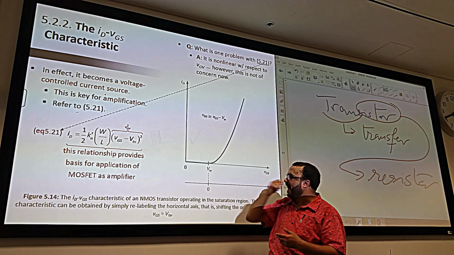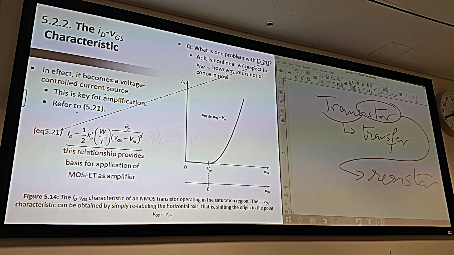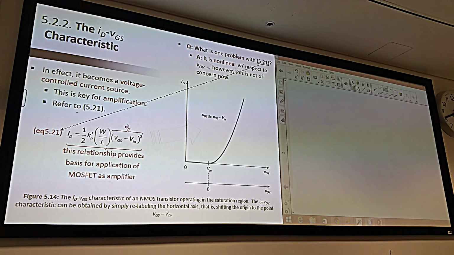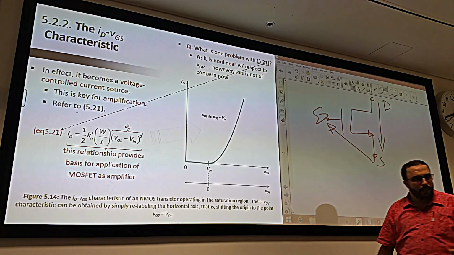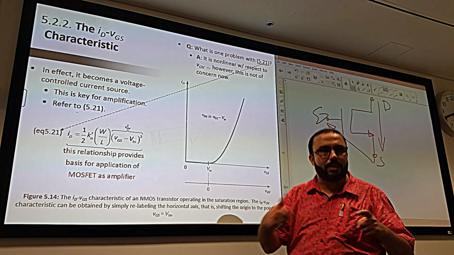VGS is between the gate and the source. So if I draw, for example, for you here, I will put an arrow. This is the source. So the voltage between this terminal and this terminal, this is the gate, is controlling the current that is coming from this terminal to this terminal. That's amazing. Yes or no? So it's not on the same terminal.